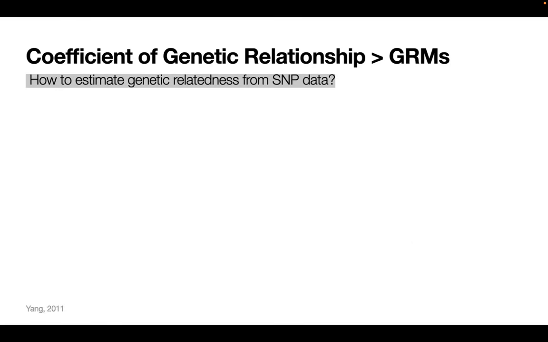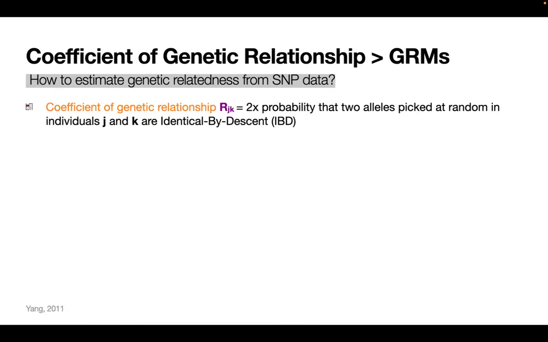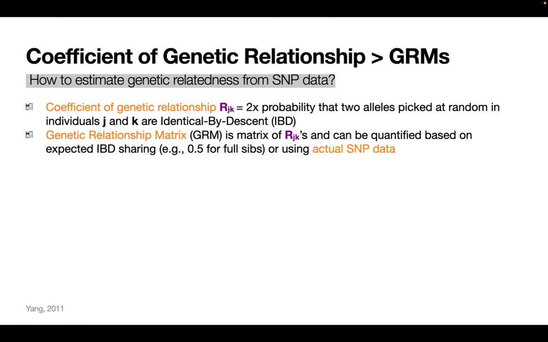So how do we estimate genetic relatedness from SNP data? The coefficient of genetic relationship is defined as twice the probability that 2 alleles picked at random in individuals J and K are identical by descent. And it's these coefficients that make up the genetic relationship matrix and can be quantified based on either expected IBD sharing or using actual SNP data.